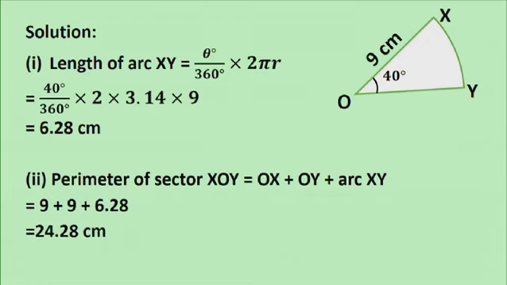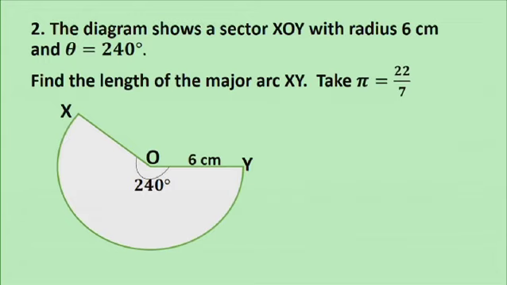Example 2. The diagram shows a sector XOY with radius 6 centimeters and theta 240 degrees. Find the length of the major arc XY. Here we are going to take pi as 22/7.